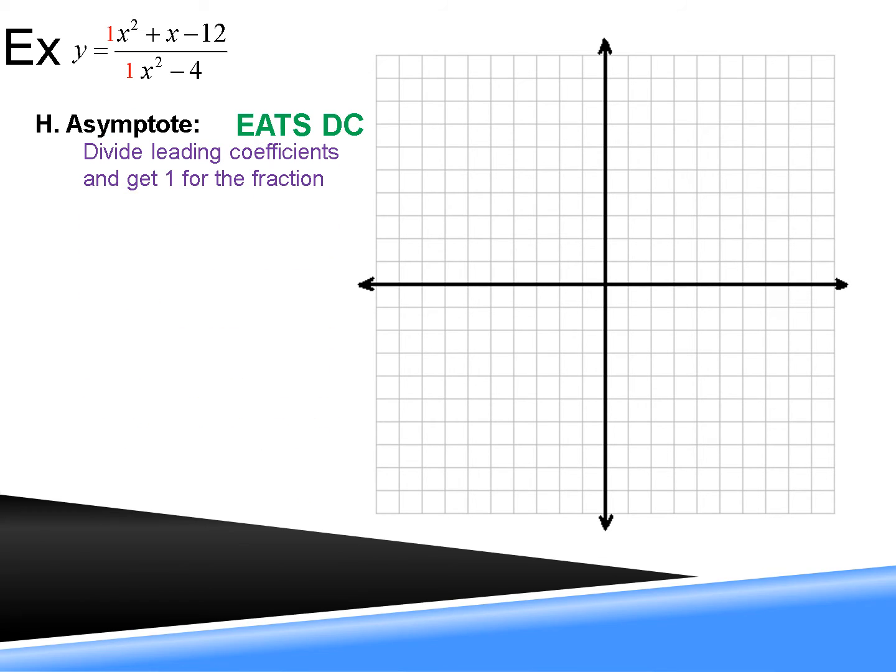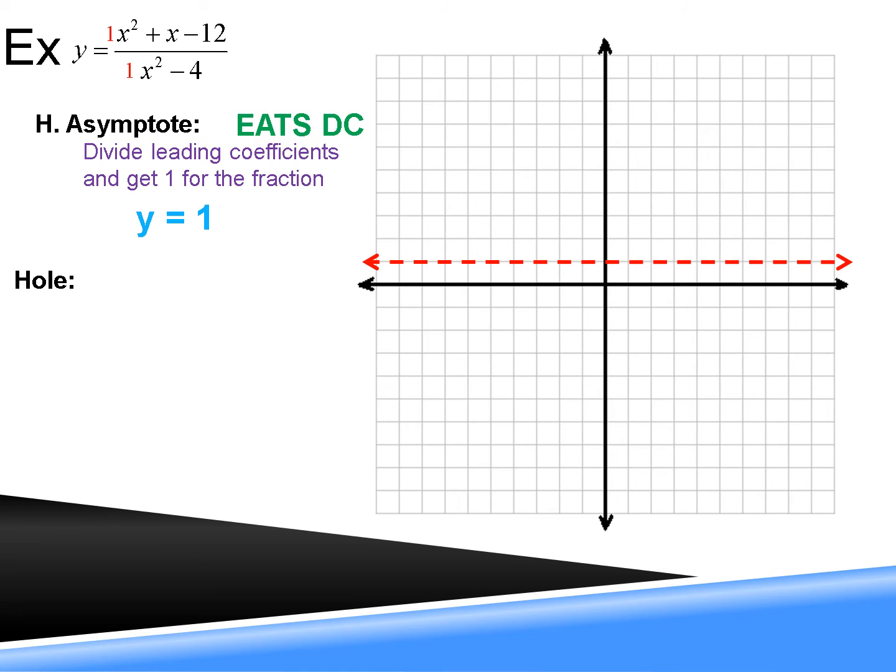So they're both 1s. So I get 1 over 1, which is 1. So my horizontal asymptote is y equals 1, and I plot it on my graph. Excellent. We've got the horizontal asymptote. Now step 2 is, let's look and see, do we have any holes in our graph?